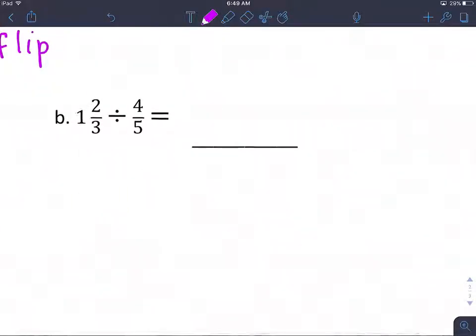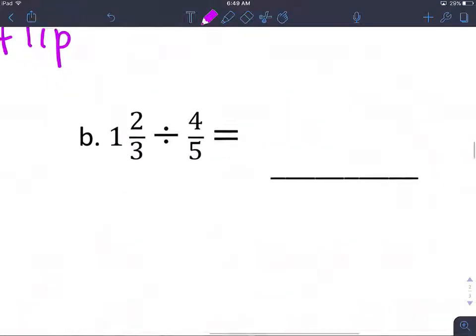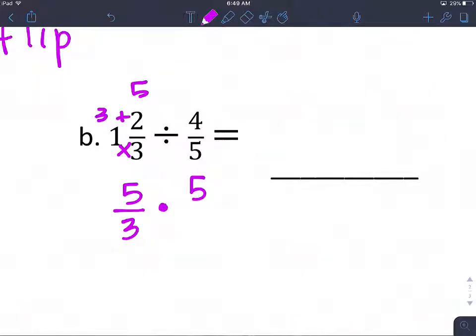All right. Now we have one with a mixed number, and this one we have to be a little bit more careful on. We have to remember to change it into an improper fraction. So we multiply, and then we add. 1 times 3 is 3. 3 plus 2 is 5. So this becomes 5/3. And since it's the first one, I'm going to keep that one the same. Then I'm going to change to multiplication, and I'm going to flip the second fraction.